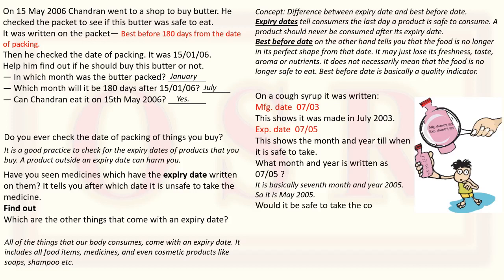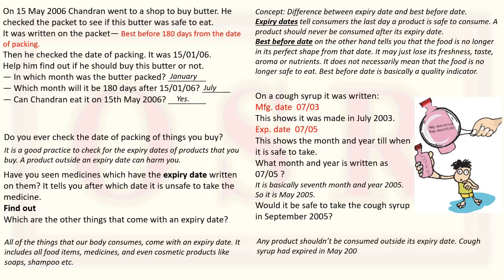Would it be safe to take the cough syrup in September 2005? It's outside, right? Any product shouldn't be consumed outside its expiry date. Cough syrup has expired in May 2005. September 2005 is 4 months ahead of May 2005. So this cough syrup shouldn't be consumed in September 2005.